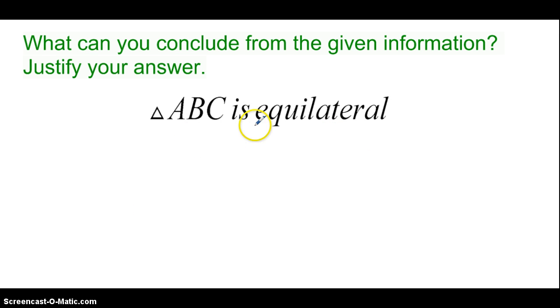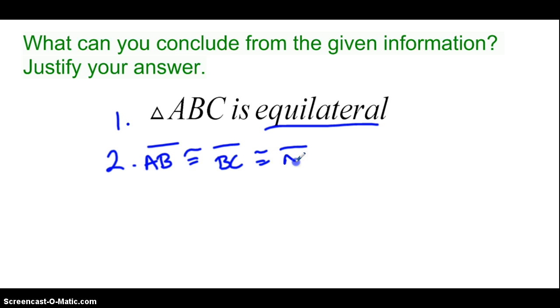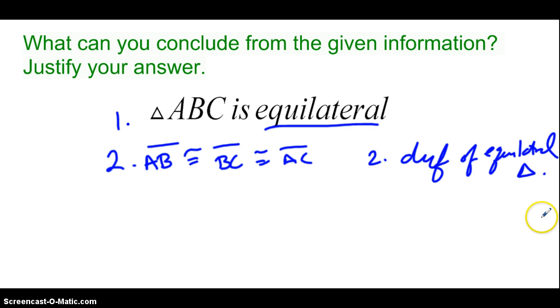Alright, now here I'm told that triangle ABC is equilateral. By the definition of equilateral, that means that all the sides are congruent. So my next statement would be segment AB is congruent to segment BC, which is also congruent to segment AC. Draw yourself a sketch if you need it. This would be the definition of equilateral triangles, okay? Make sure that if you're talking equilateral, you talk about sides. If you're talking about equiangular, you talk about angles. Until chapter 5 when we learn about the triangle inequality theorem.